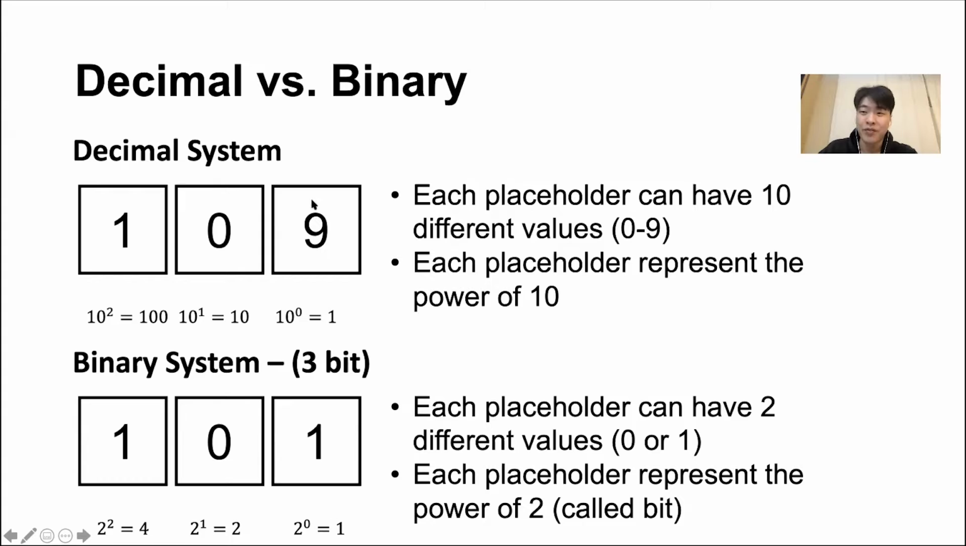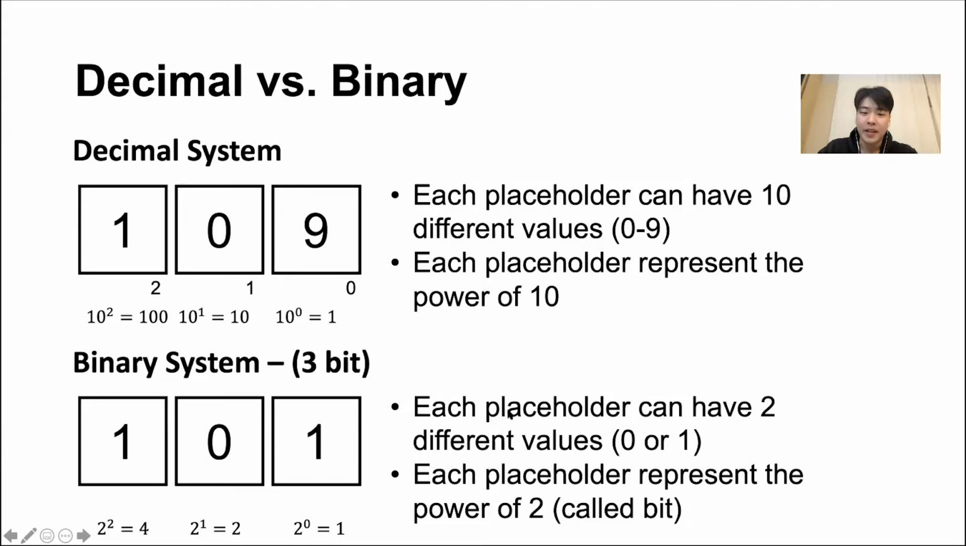So that means when you have 9 in the ones digit, we're talking about 9. But when you have 0 in the tens digit, that means we have 0 tens. And when you have 1 in the hundreds digit, that means we have 100. Therefore, we have 109. Okay? Now you might be thinking, hey, isn't that obvious? Yes, it is obvious. So there we go. Now let's go to the binary system.